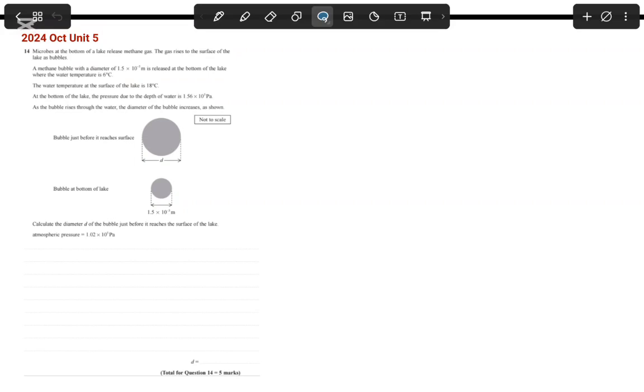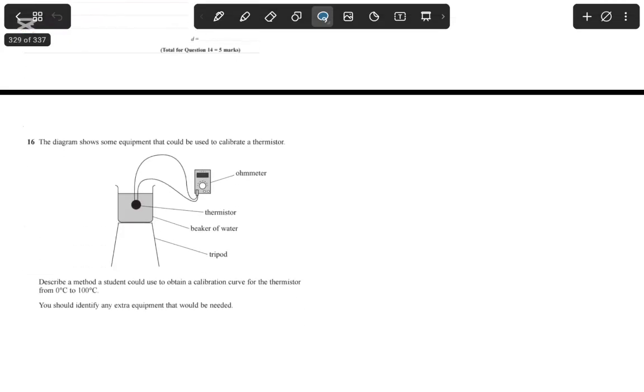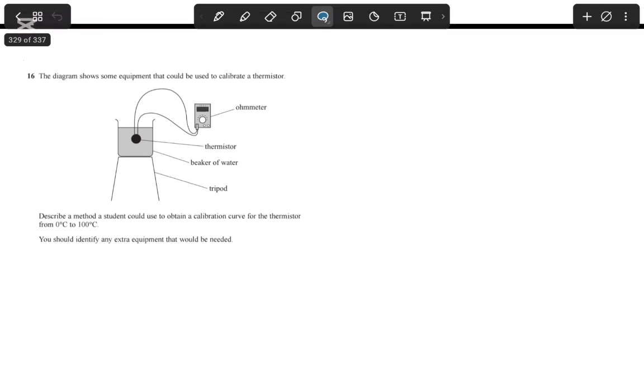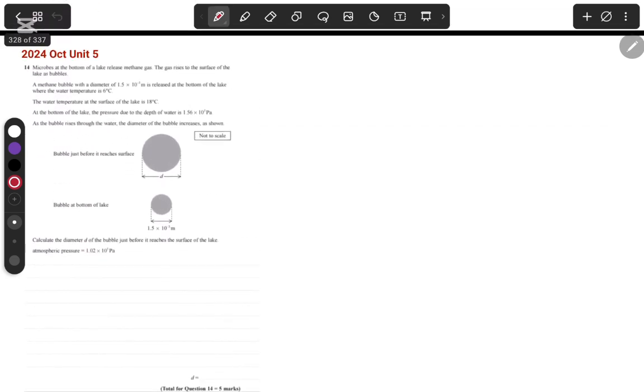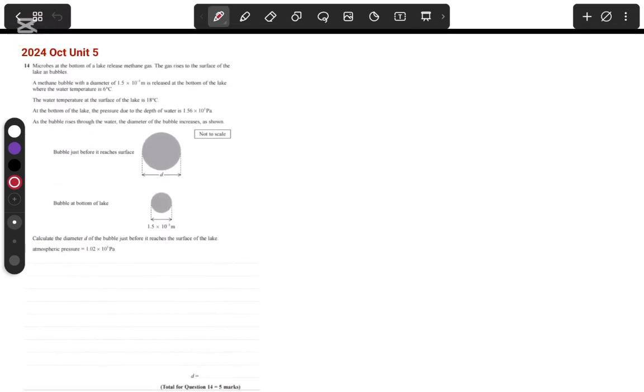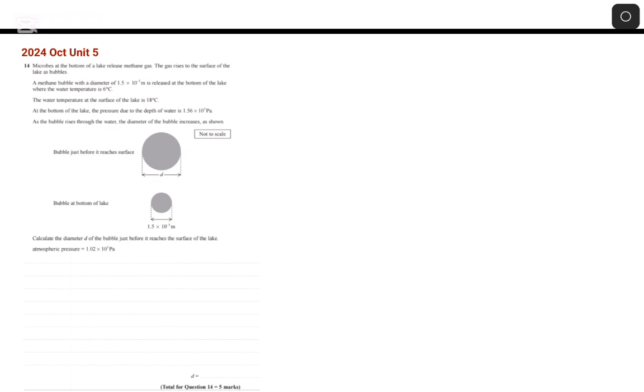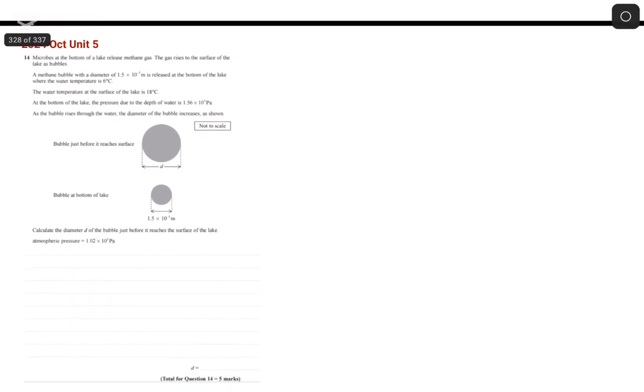We're going to be going through 2024 October Unit 5, question number 14 and question number 16. Question number 16 is going to be your 6 marker. So we're going to be going through these two questions. You can pause the video, try out the questions yourself. And if you want to see me solve the question, you can watch the video. And if you just want to see the mark scheme and examiner report as well, you can go to the end of the video. I will show you the mark scheme and the examiner report.